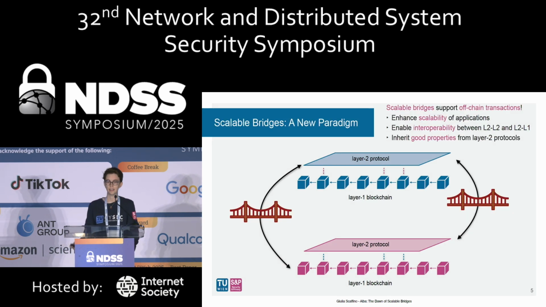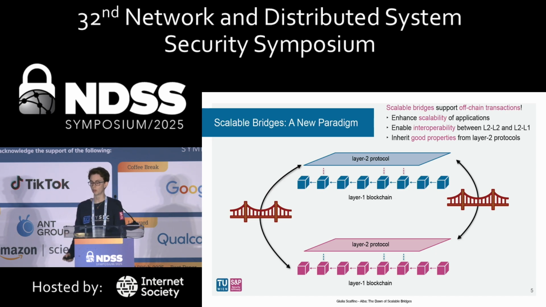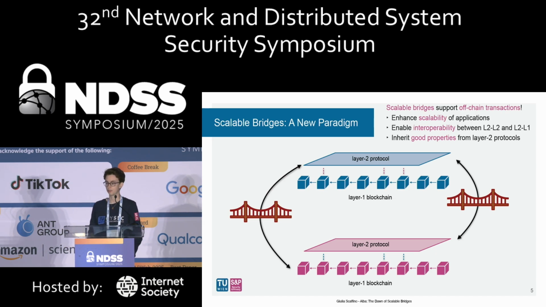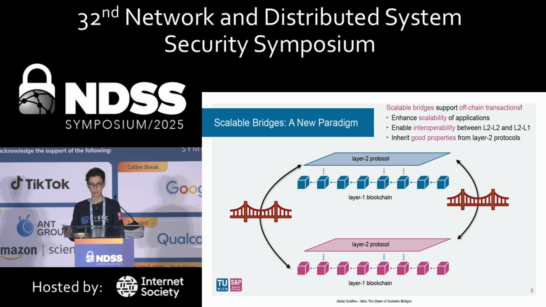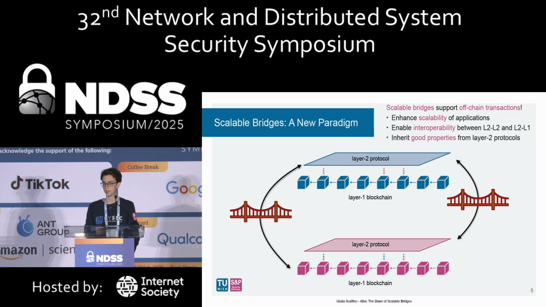With this in mind, in this landscape, we propose a new paradigm for bridges, which are called scalable bridges. Scalable bridges support off-chain transactions. Therefore, they enhance scalability of applications. They enable interoperability between different layer 2s and layer 2 and non-native layer 1. But they also inherit some good properties from the specific layer 2 protocol they target.